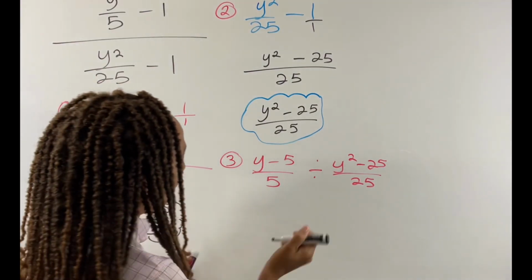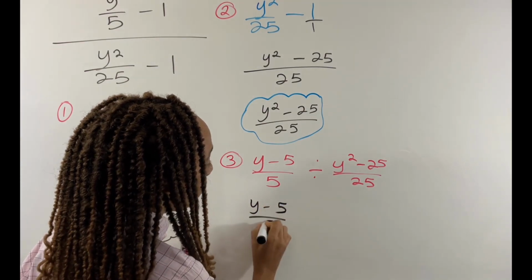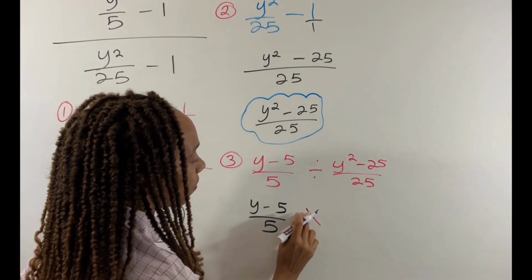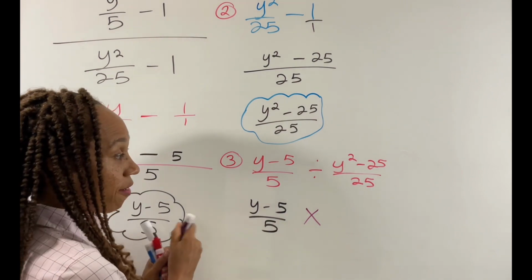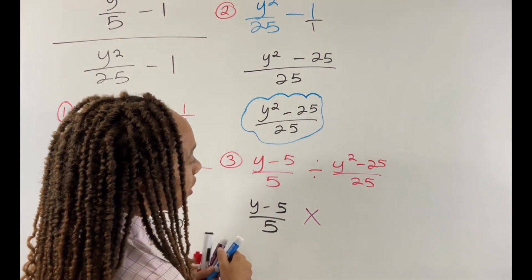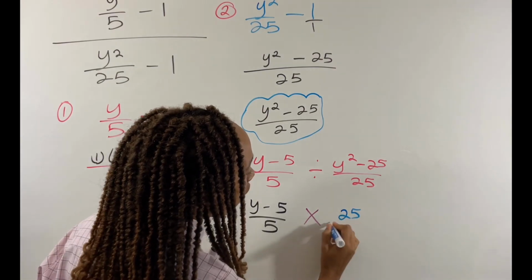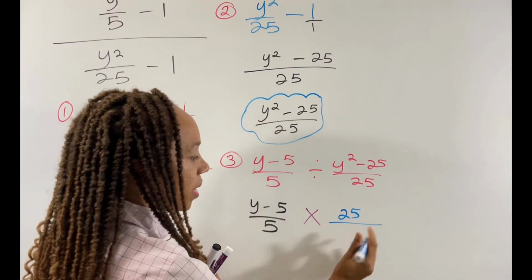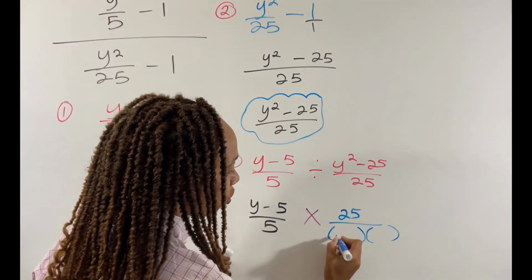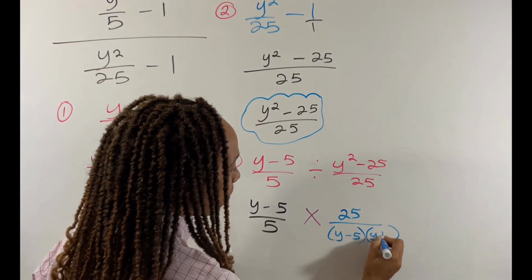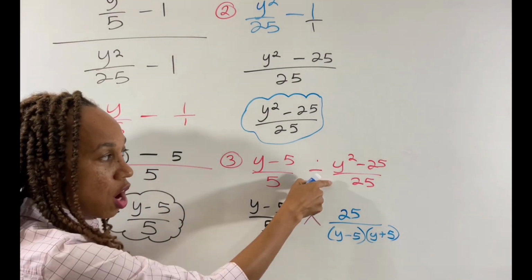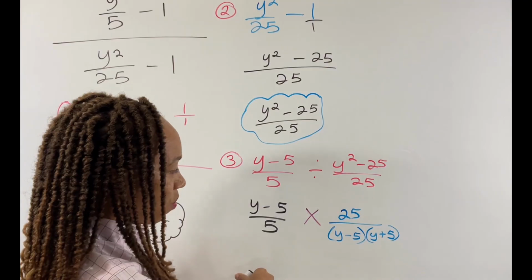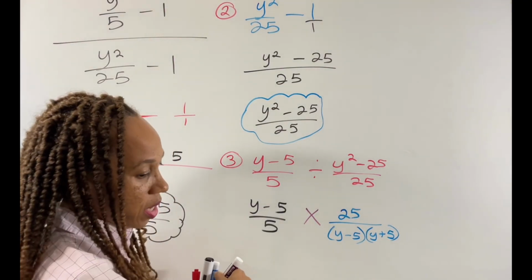So I have here y minus 5 over 5, and I'm going to change my division sign here to a multiplication, right? Because that's what you have to do. Key, change, and flip. And then I'm going to flip this, but while I'm flipping this, I'm also going to change what I had in my numerator. I'm going to now put it in my denominator, but I'm going to write it as difference of two squares. So you're going to have y minus 5 and y plus 5. Must do this. If you don't, then you're going to run into problems. Okay? Now you can go ahead and we can cancel out where necessary.